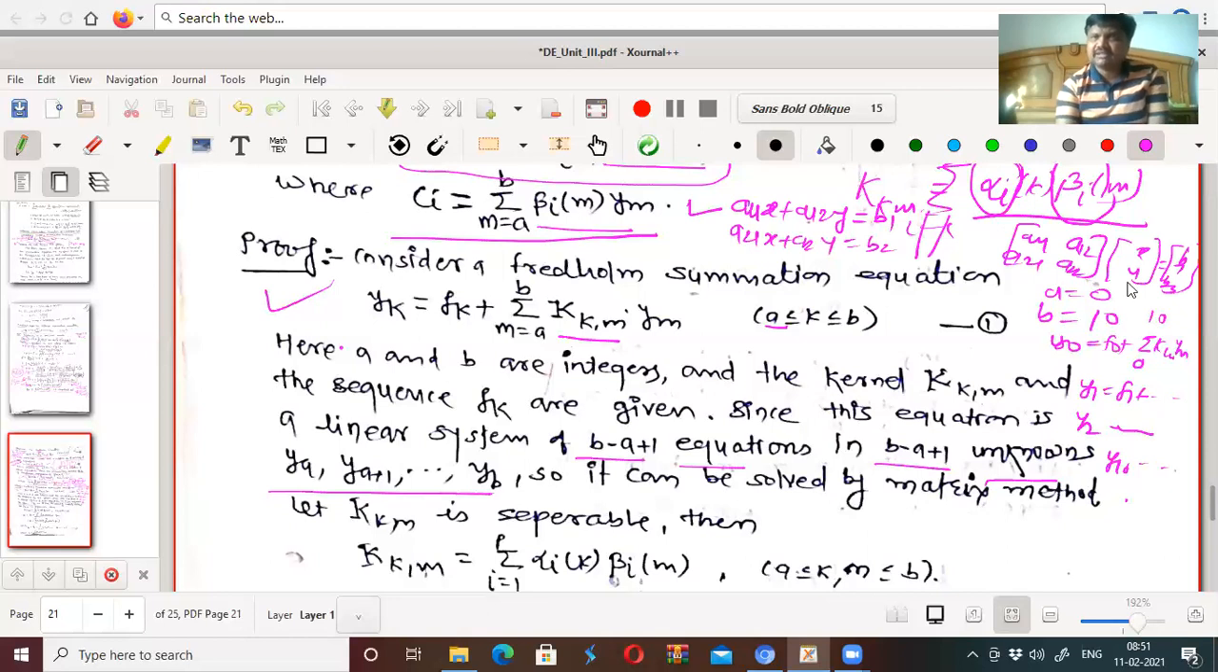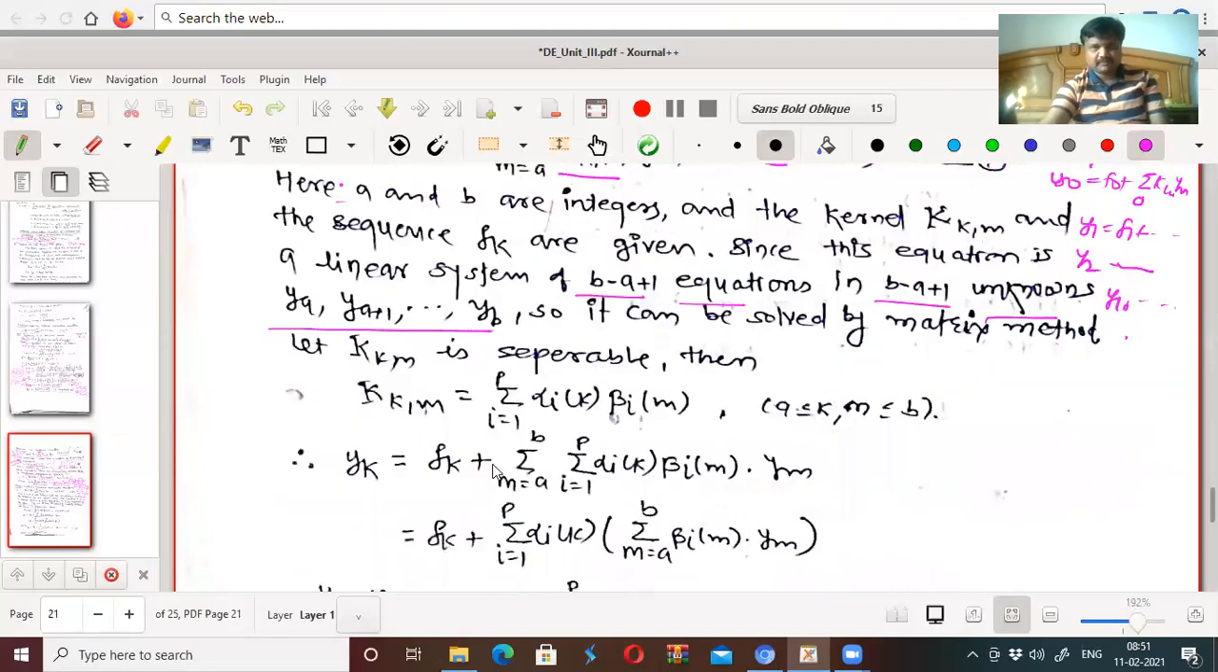And we have so many methods to obtain the solution of a matrix equation. What is that? Cramer's rule is there for 2 by 2, 3 by 3, etc. And many other reduction methods are there. Okay. So as this is a system of b minus a plus 1 equations in b minus a plus 1 unknowns, we can convert this into a matrix equation, and the matrix method can be used to solve it.